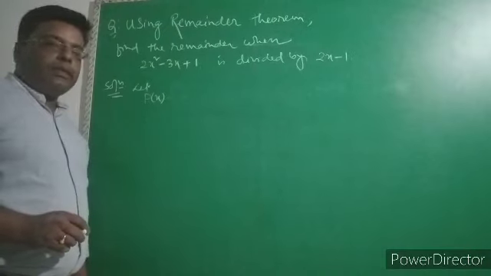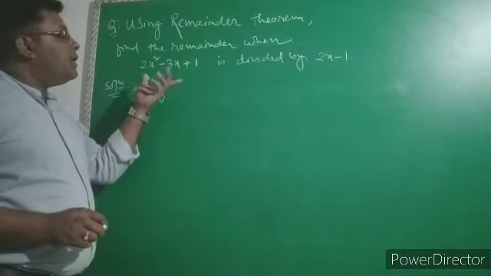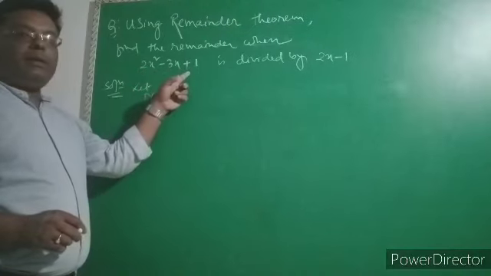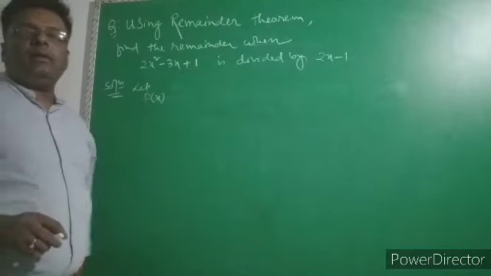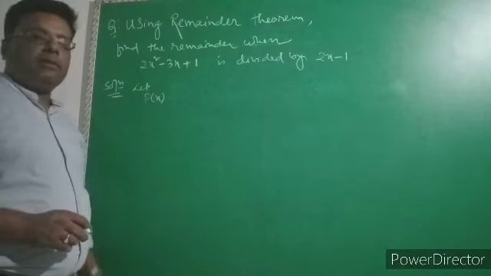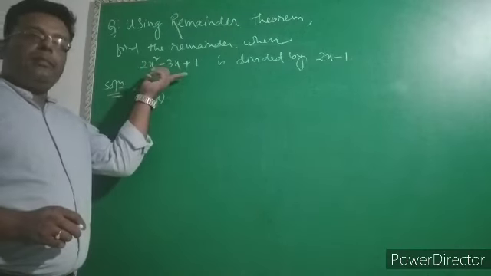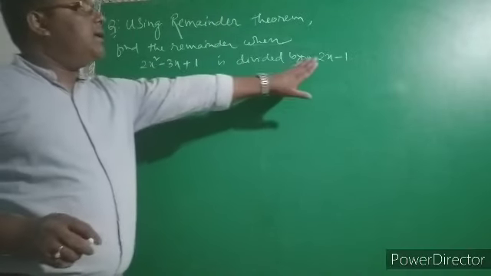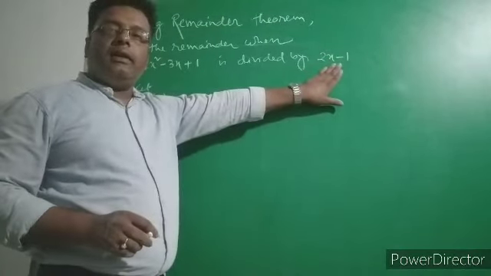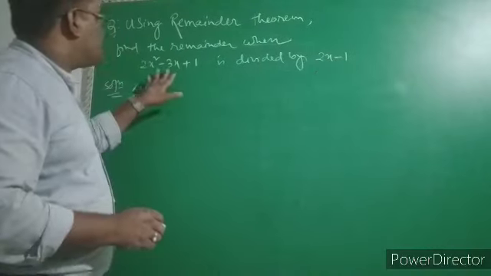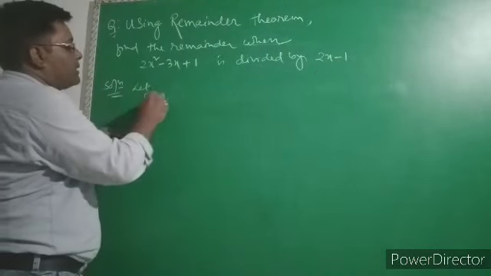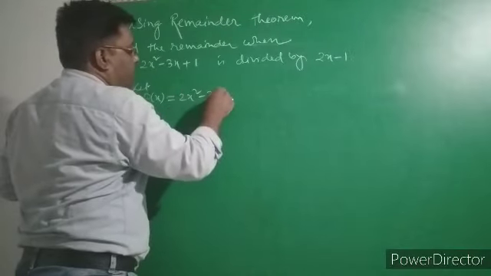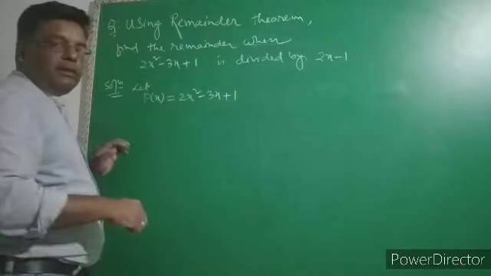We take another example. Using remainder theorem, find the remainder when twice x square minus thrice x plus 1 is divided by twice x minus 1. The polynomial may be of any degree, and here it is only a linear divisor. So we take this as p(x). So let p(x) equal to twice x square minus thrice x plus 1.